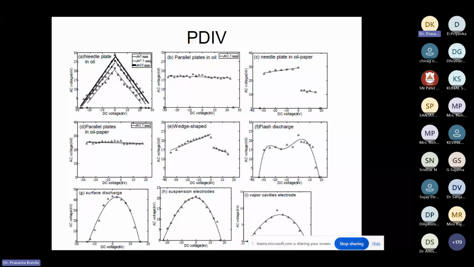So it will extinguish at, say for example, 7 kV. So this will have extinction voltages. From there we can also understand the nature of the different types of PD, through the PD inception voltage and extinction voltage.